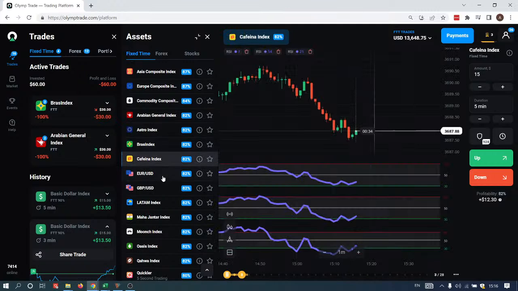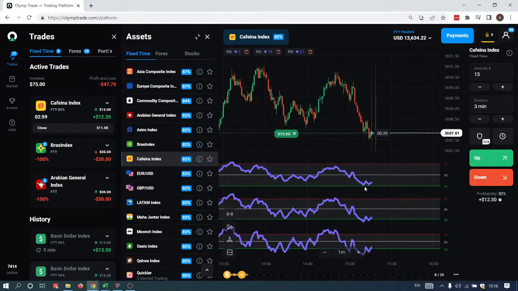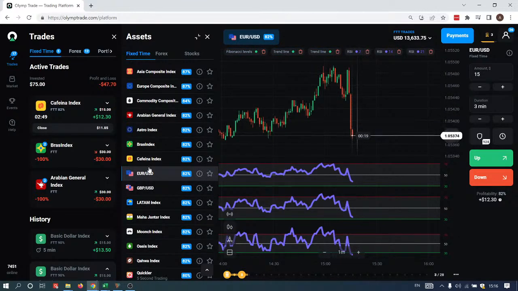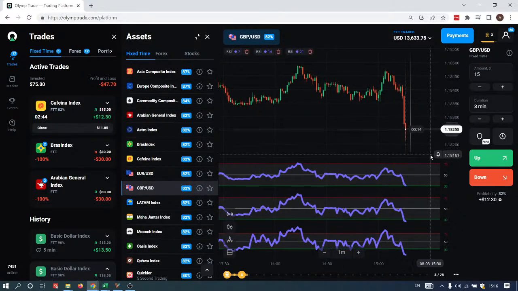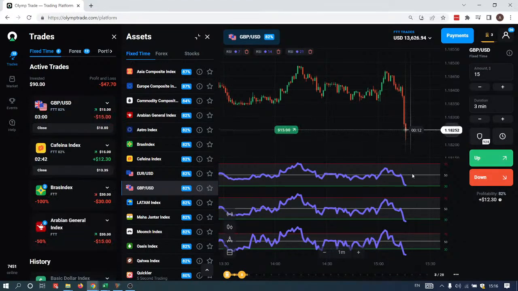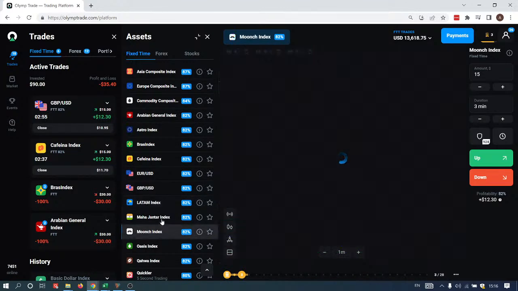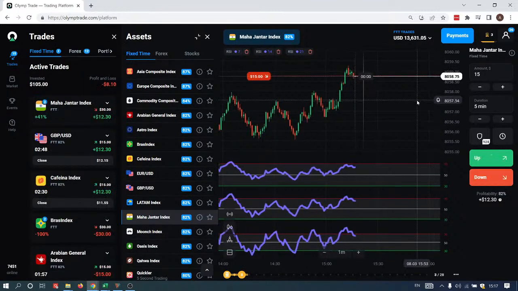Okay. Caffeine index. Well, yes, I think we can give it a try. So from this oversold area and upwards, wow, like a pretty sharp dive by Euro USD and GBP USD. Right, let's give it a try. We are pretty much oversold significantly. Yeah, Mahajantara index. All right.